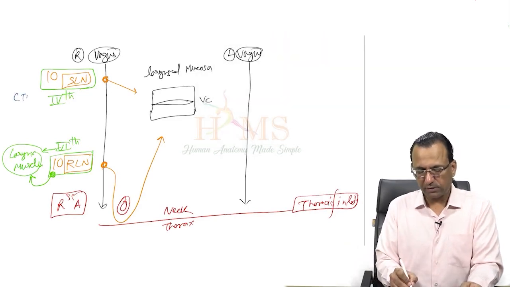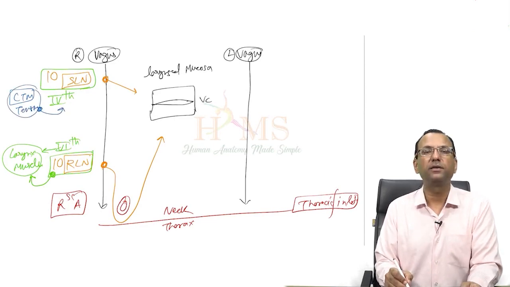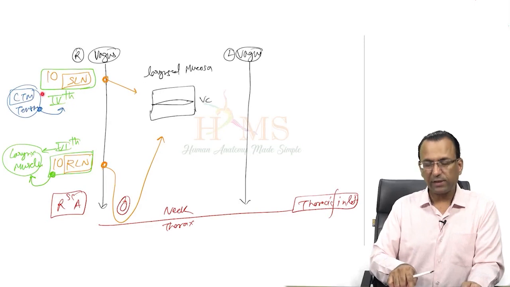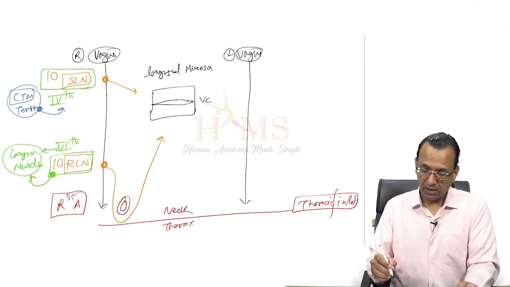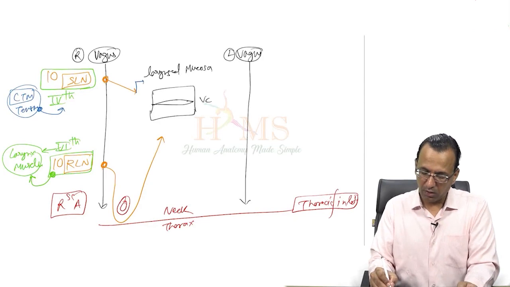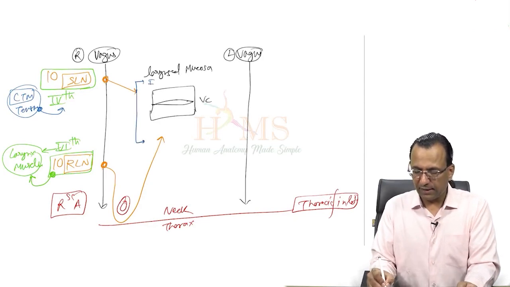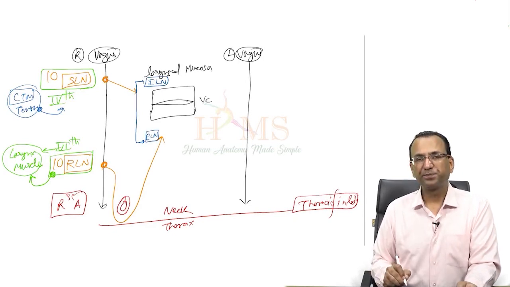The cricothyroid muscle, the tensor of the vocal cord, develops in the fourth arch and is supplied by a branch of the superior laryngeal nerve, named the external laryngeal nerve. Remember, the cricothyroid is the only muscle of the larynx which develops in the fourth arch. Can we see the external laryngeal nerve now? Yes, why not? Let us see. The superior laryngeal nerve is dividing into two now, named the internal laryngeal nerve and the external laryngeal nerve. So, what are the internal and external laryngeal nerves doing?